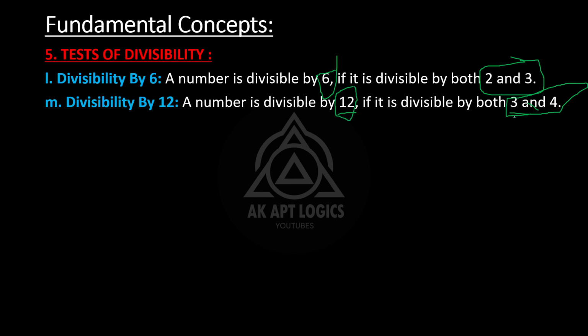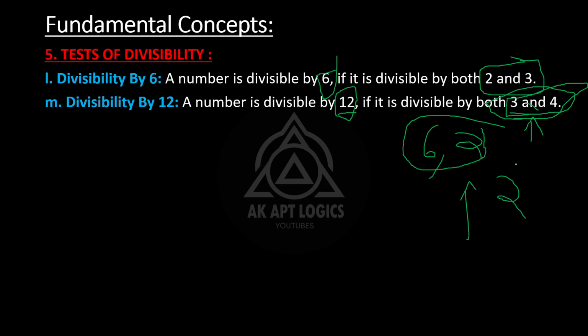Why 3 and 4 only? Why not 6 and 2? Why 3 and 4 only? Because 3 and 4 are co-primes, having HCF 1, whereas 6 and 2 are not co-primes, they have HCF as 2. So if the given number is divisible by 6 and 2 individually, we can't say that the given number is divisible by 12 or not.